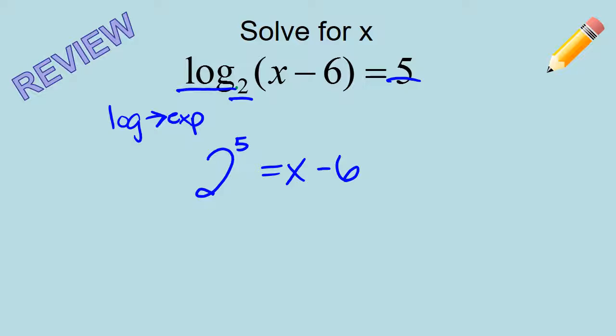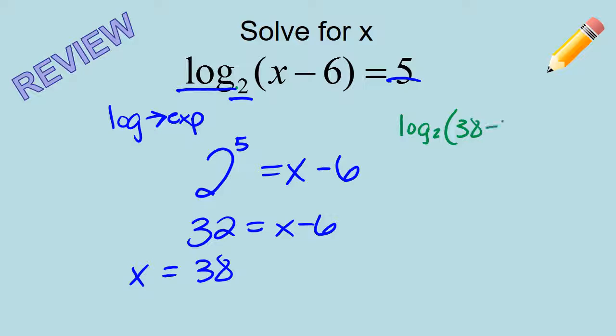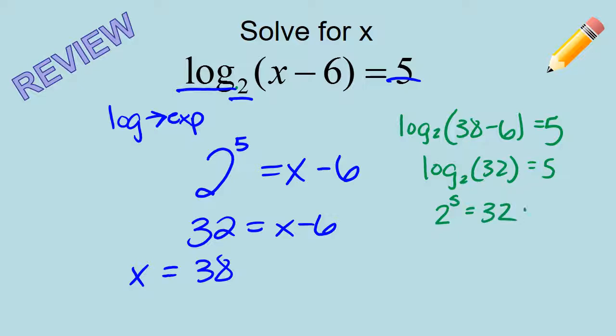So let's take care of 2 to the 5th. We end up with 32. Add that 6 over, x equals 38. But we need to check our work. So if I plug in log base 2 of 38 minus 6, that would give me log base 2 of 32. If I convert it, base, exponent, 32, so that checks out. Or if you'd like to use your calculator, you could check using the change of base formula and make sure that this also gets you to 5. So either way you check, you should know if you're right or not.